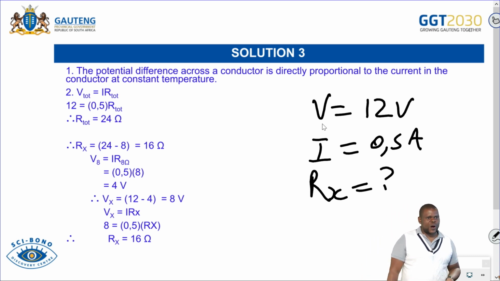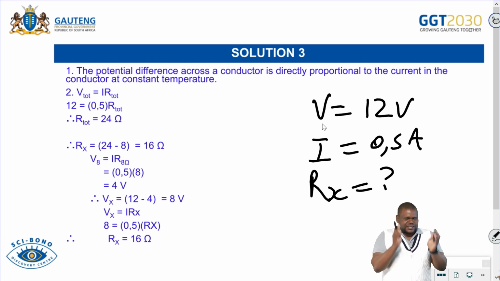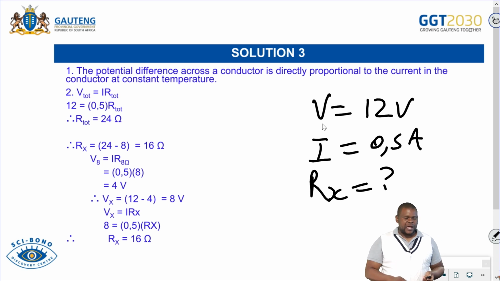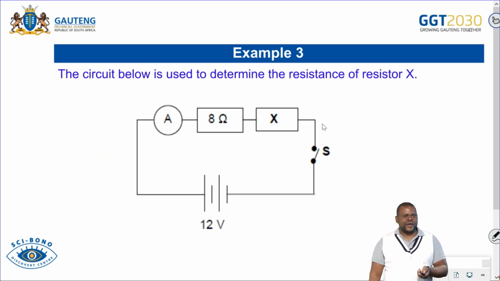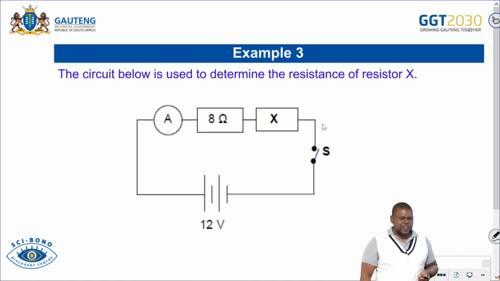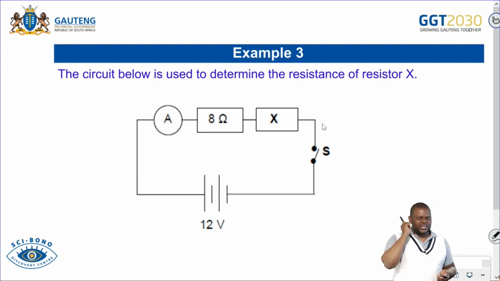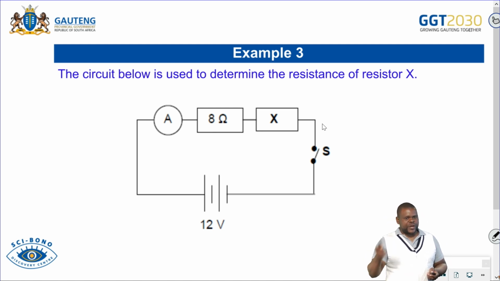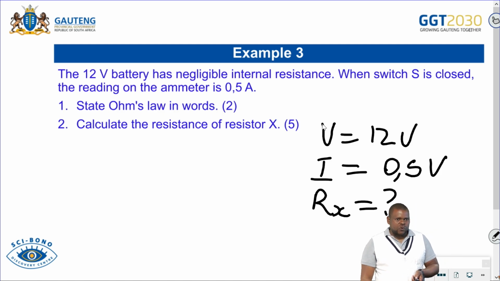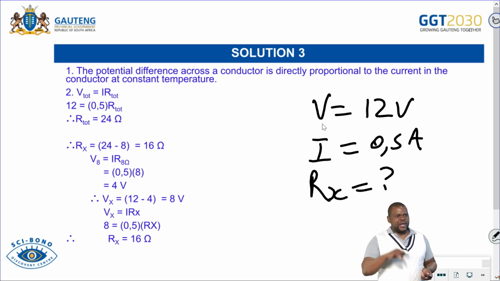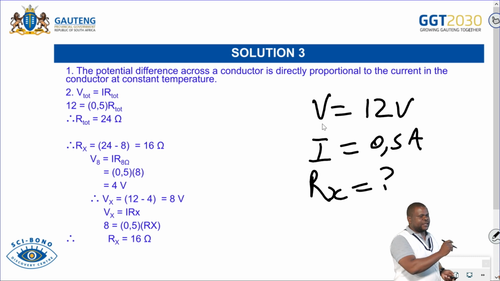Firstly, we can use what? The total resistance. We can find the total resistance and then minus the given resistance for one resistor. Remember, in the circuit, grade 11, we are given two resistors that are connected in series. That means in series, when you want the total resistance of this circuit, you're going to add the resistance of 8 ohm and the resistance of X together to get the total. But now, because we don't have X, we are able to calculate it using this formula here.